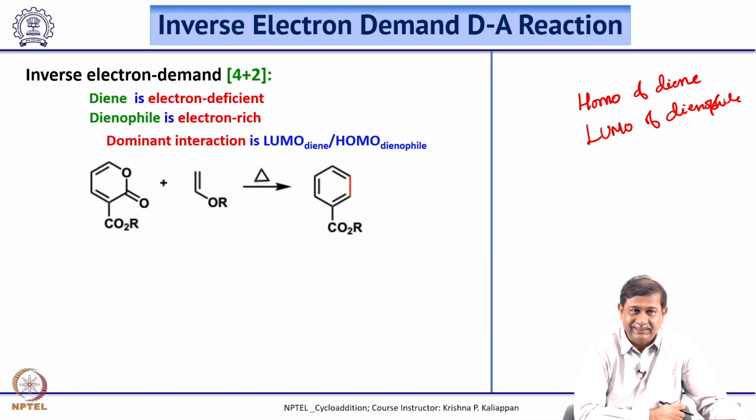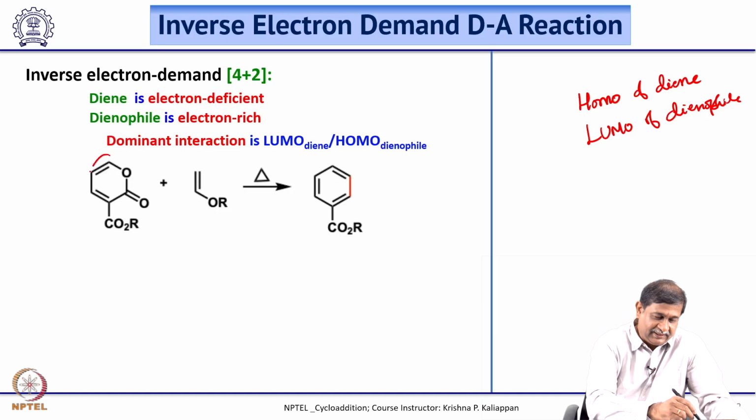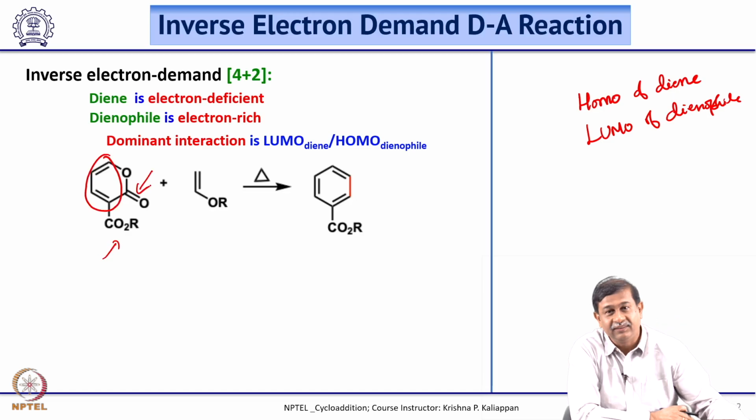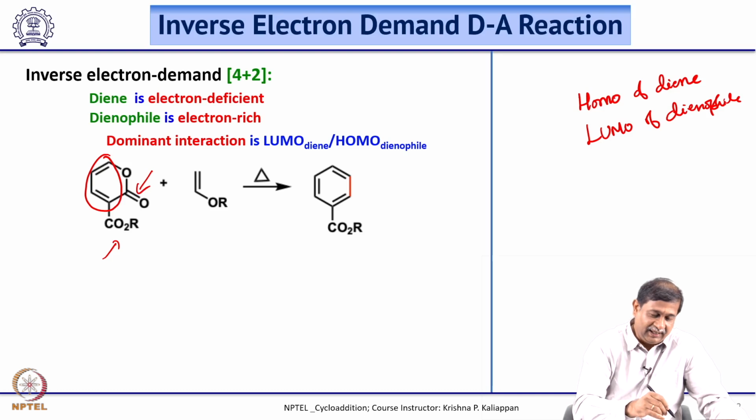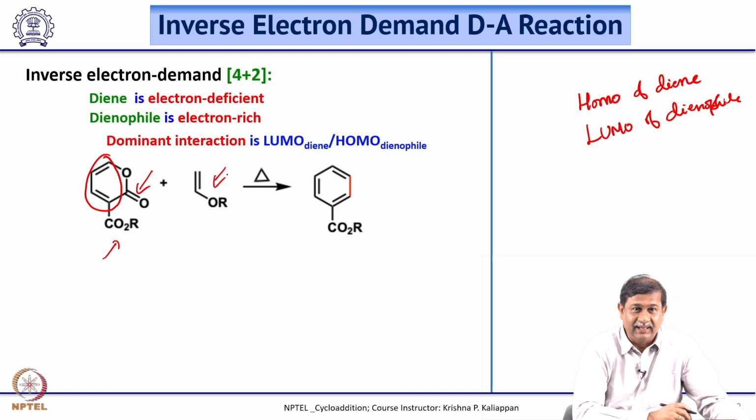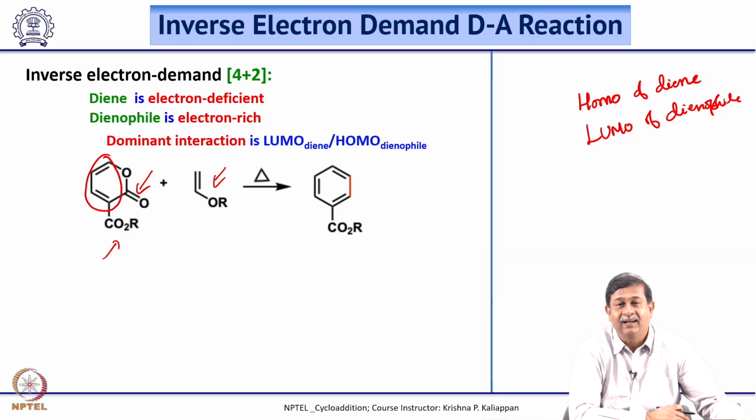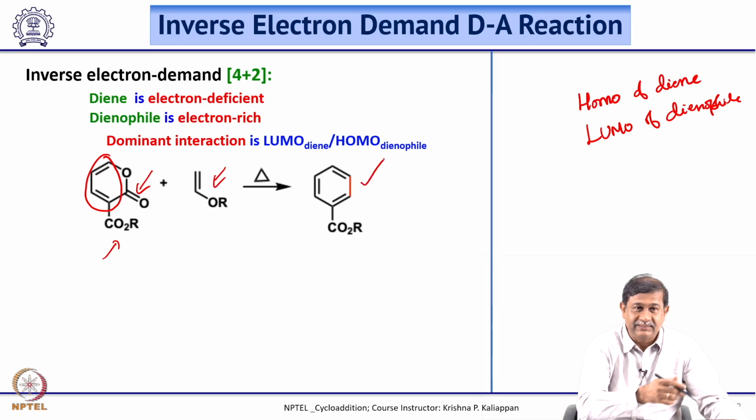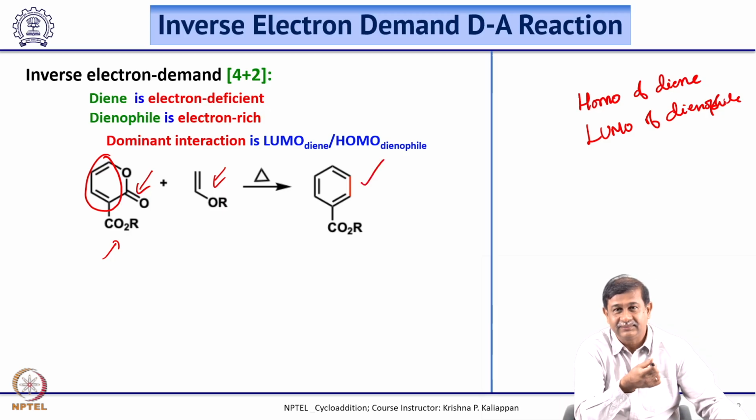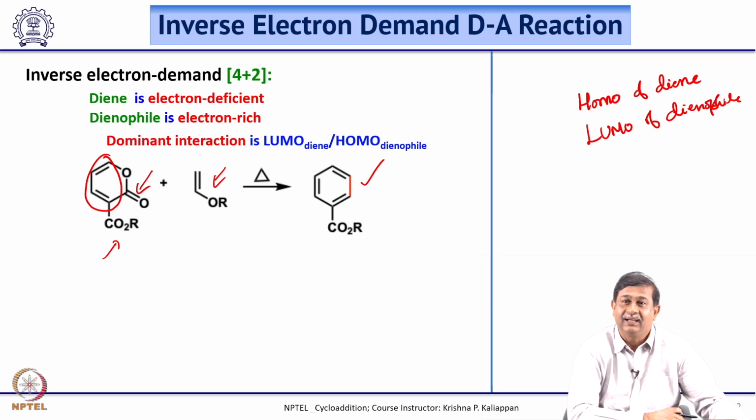So take this specific example. In this case you can see the diene, but it has two electron withdrawing groups. One is ester, which is outside the ring, the other one is lactone, which is inside the ring. And the dienophile has an electron donating alkoxy group. So when you do this Diels-Alder reaction, what you get is an aromatic compound. So you can have different substituents in the diene, you can have different substituents in the dienophile. Accordingly, what you will get is a highly substituted aromatic ring.